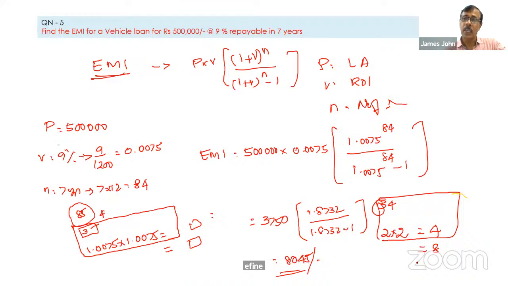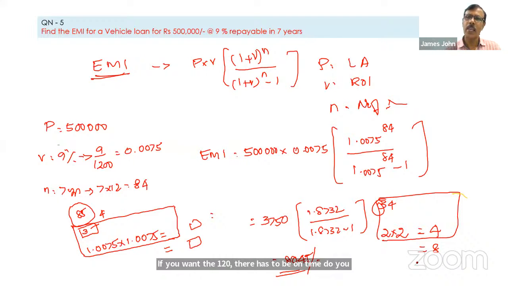If you want 120, there should be 121. If you want raised to 72, it should be 73. So 1.8732, yes, that's the answer. Okay, thank you, sir.